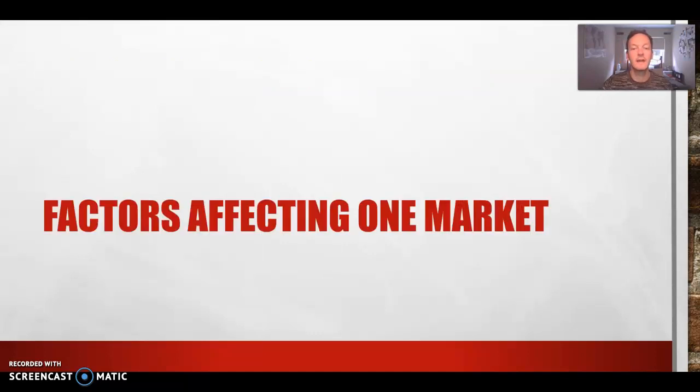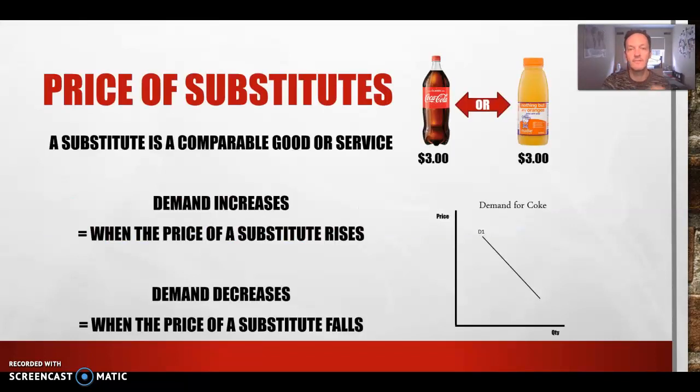All right, so these are the factors affecting one market. Now, we just had them on the screen before. Pause the video in a tick here and see if you can remember all 3. Go. All right, did you remember the first one, which is price of substitutes? What is a substitute? A substitute is something where it is a comparable good or service.